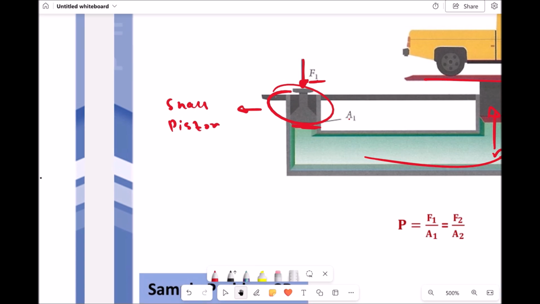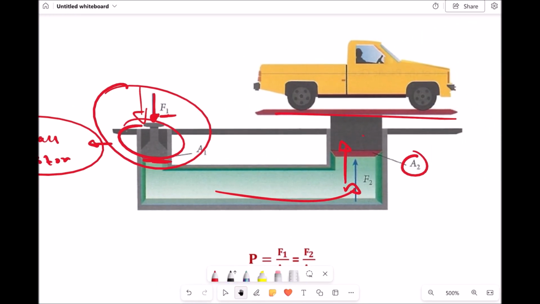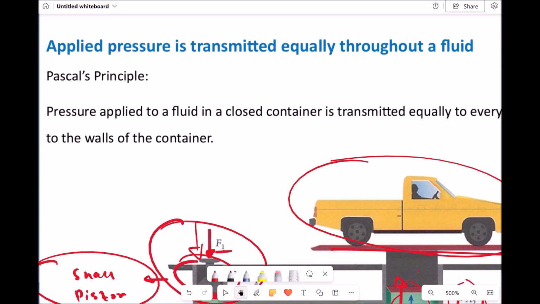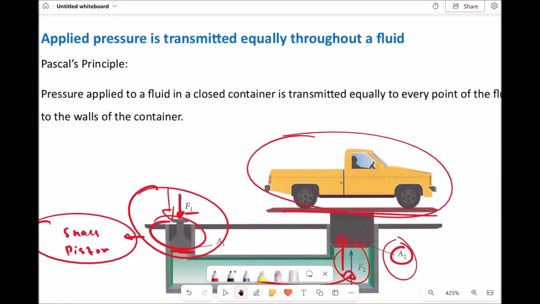In the question, sometimes it's going to say small piston, or a liquid is pressed. If it says pressed, then you know that it's coming from this direction. Or sometimes the question says a car is placed on a hydraulic fluid, so you know where it is put. You know that it's F2 or A2. It will be much clearer when we solve questions. So this is Pascal's principle. It says pressure applied to a fluid in a closed container is transmitted equally to every point of the fluid.